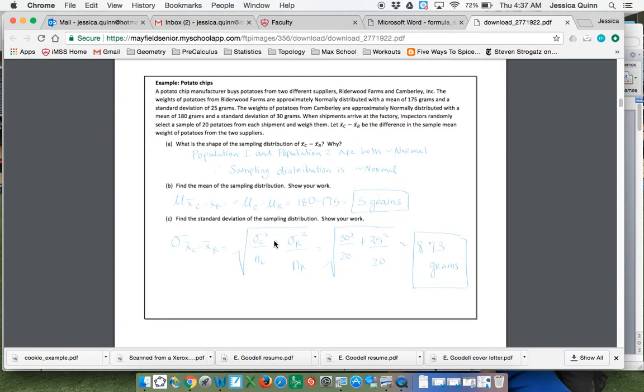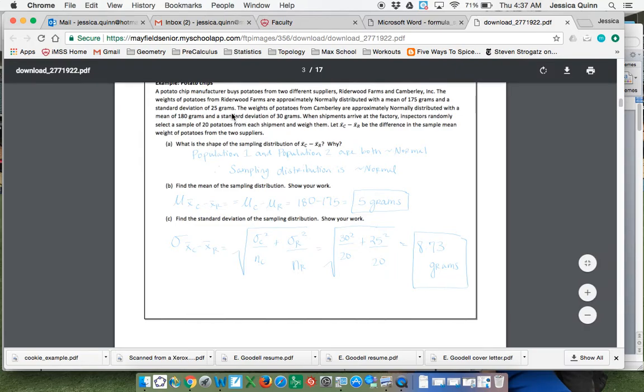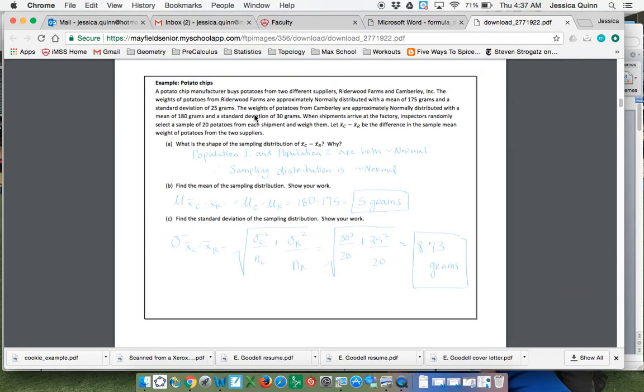A potato chip manufacturer buys potatoes from two different places, Riderwood Farms and Camberley Inc. The weights of the potatoes of Riderwood Farms are approximately normally distributed with a mean of 175 and a standard deviation of 25. So this is the population information for potatoes from Riderwood Farms. We're saying we know this about the potatoes that come from there. For Camberley Inc., the weights are, again, approximately normally distributed with a mean of 180 grams and a standard deviation of 30 grams. When the shipments arrive at the factory, inspectors randomly select a sample of 20 potatoes from each shipment and weigh them.